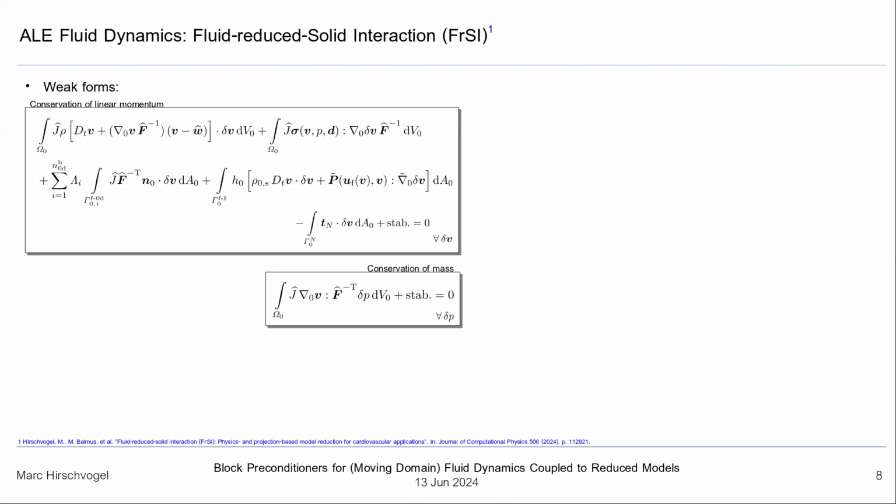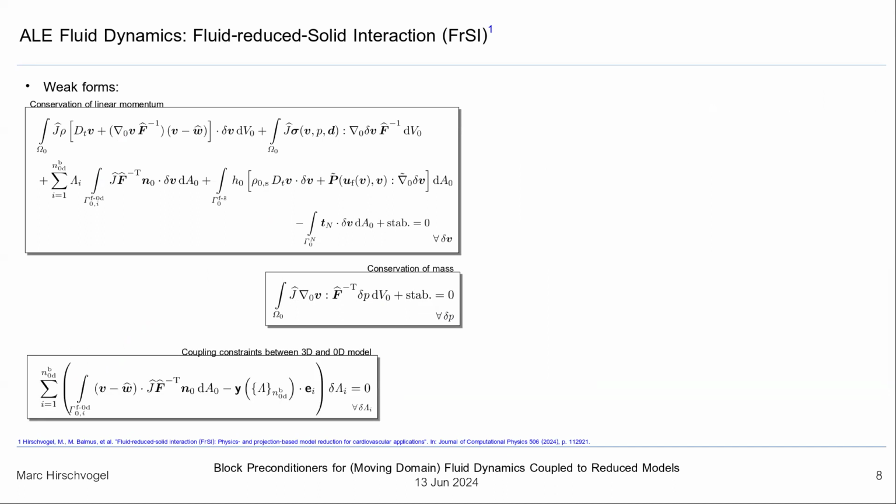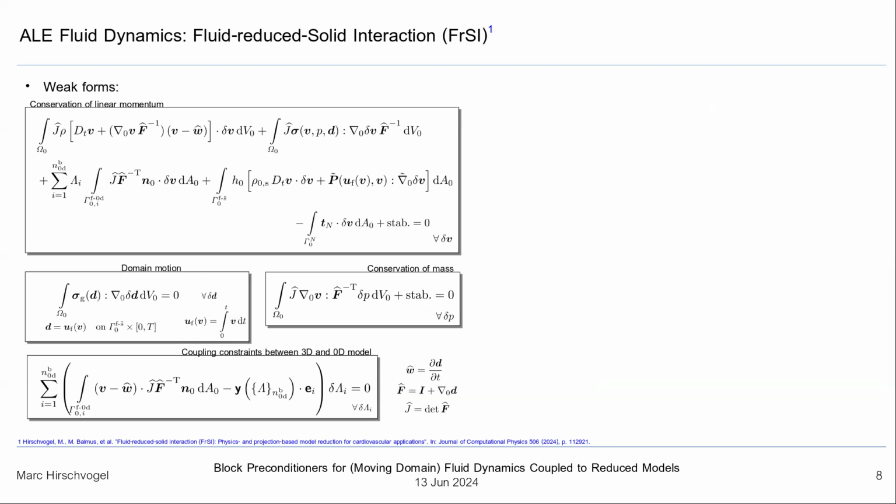So now we move on to ALE fluid dynamics coupled to some reduced dimensional wall models, which I've introduced before. What we are interested in here, again, is the weak momentum equation in ALE description and the conservation of mass. Again, the coupling constraint to a 0D model, also written with respect to this moving reference frame. We would also have the domain motion now, because you would have to account for the moving domain.